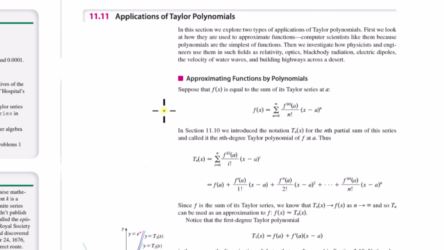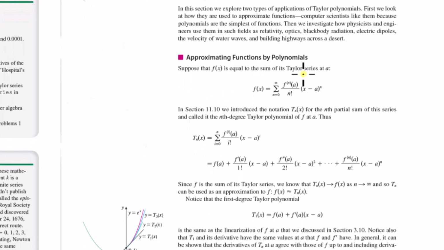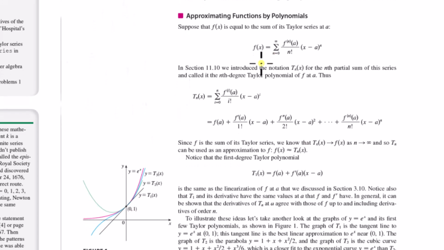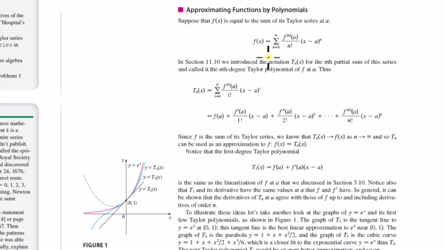Okay, so what you can imagine, though, is whenever you're wanting to do this, you'd really like to know how many terms you need to use to get a certain accuracy. Okay, and so that's what the R sub n is for. So, okay, suppose that f of x is equal to the sum of its Taylor series at a. So there you go. f of x is equal to the general Taylor series.